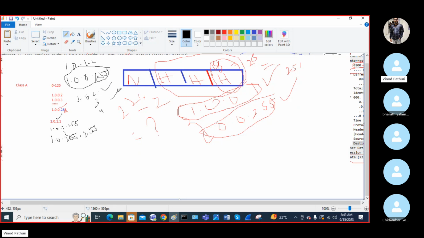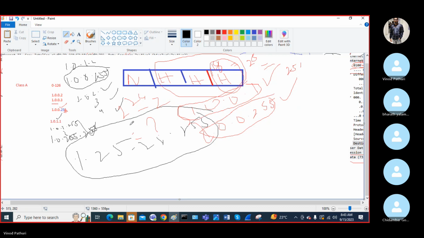These are your host IPs, but these are your networks: 1.0.2, 3, 4, 5, like that. You can assign many IPs. At last you will see 1.255.255.255, which means you will achieve your 17 million IPs. Okay. Hope you got it.